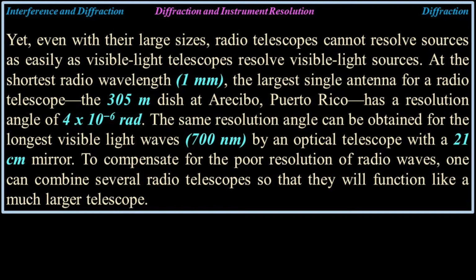At the shortest radio wavelength of 1 millimeter, the largest single antenna for a radio telescope, the 305-meter dish at Arecibo, Puerto Rico, has a resolution angle of 4 times 10 to the negative 6th radians. The same resolution angle can be obtained from the longest visible light waves, 700 nanometers, by an optical telescope with a 21 centimeter mirror. To compensate for the poor resolution of radio waves, one can combine several radio telescopes so that they can function like a much larger telescope.